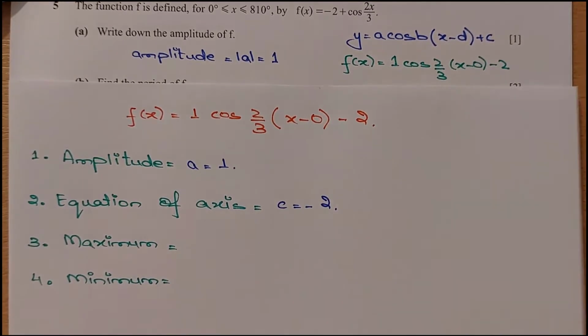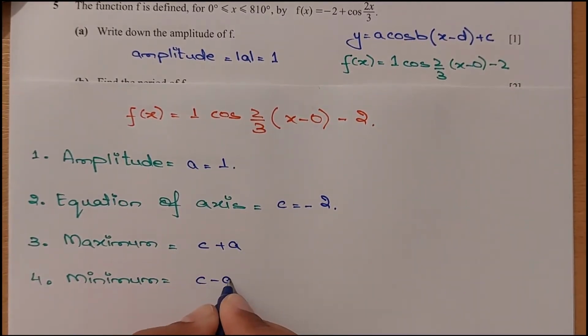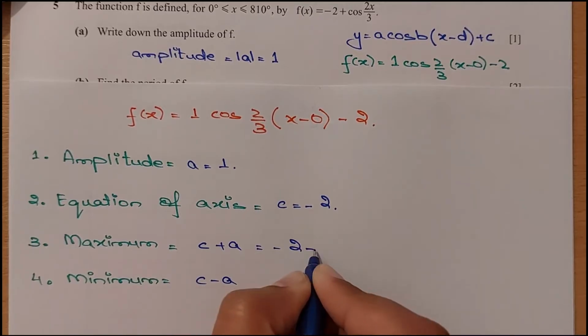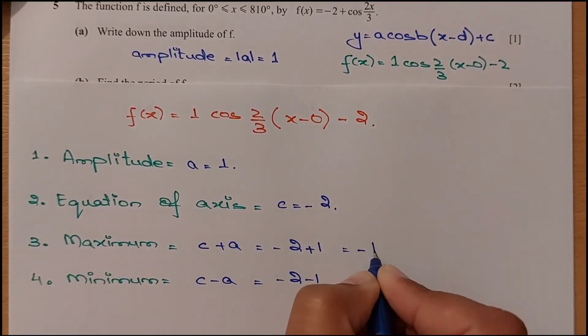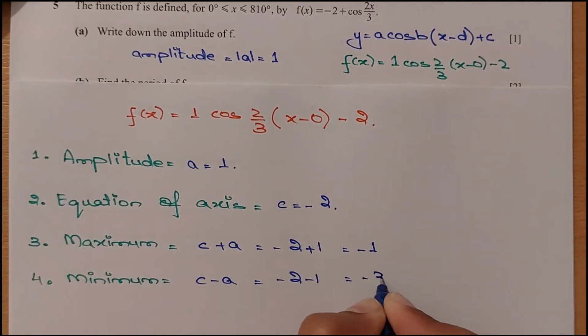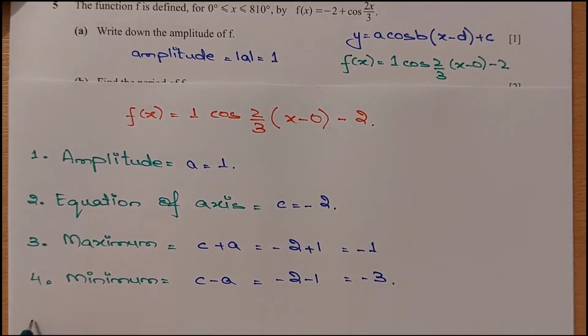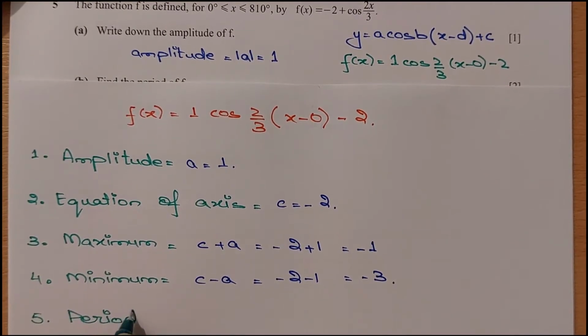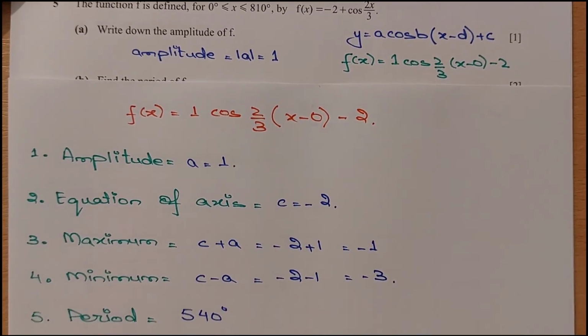The maximum has the formula c plus a, and the minimum has the formula c minus a. So c is minus 2 plus 1, and here minus 2 minus 1. Here we have minus 1 as the maximum point and minus 3 as the minimum point for this curve, right? Okay, the fifth thing is the period we just got in the b part, which equals 540 degrees. One complete cycle for this curve is 540 degrees.